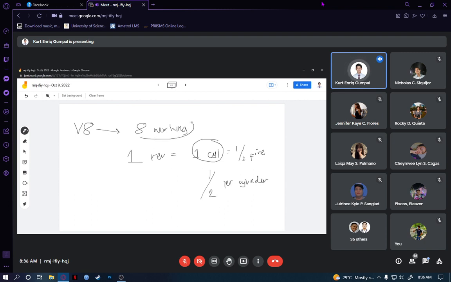Now, since I have 8 working cylinders, I just have to multiply it by 1/2 to know how many firings there are per revolution. Okay? So that is 8 times 1/2, equivalent to 4. That's why we get 4 firings per revolution.